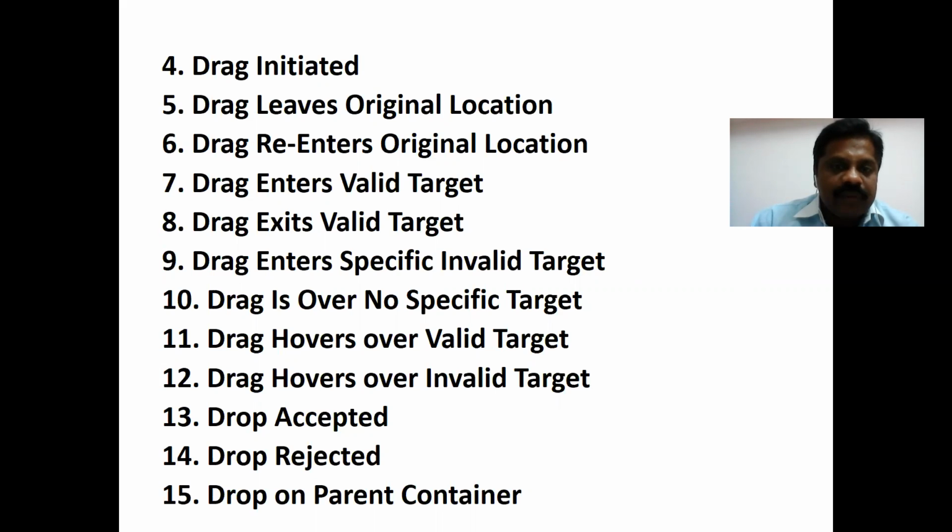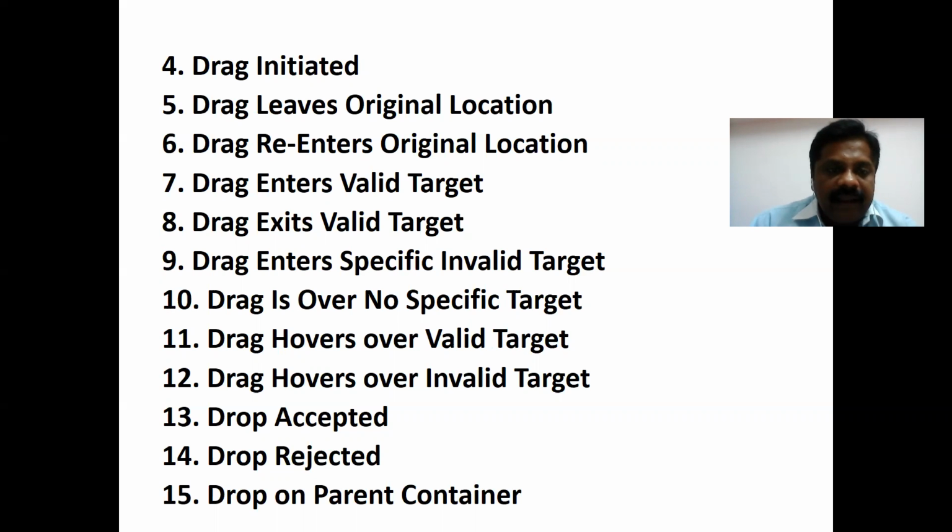Next, drag leaves original location. That means that a particular item or image we are clicking on with the mouse, we have initiated the moving operation. That is called drag leaves original location. That means a particular image or folder is moving from its original location to another place. Drag re-enters original location: if you miss the click or release your finger, then automatically the dragged object re-enters its original location.